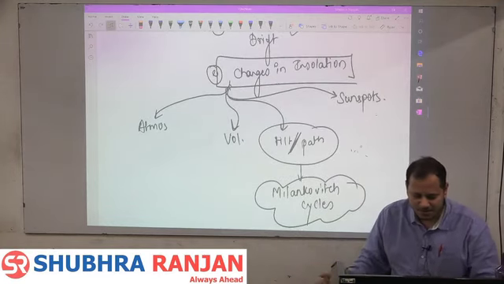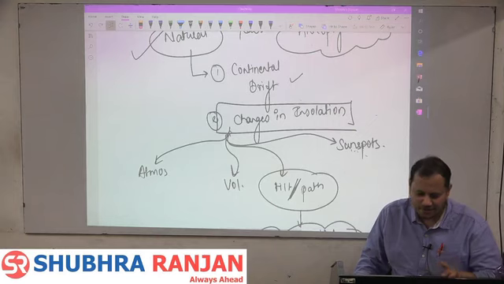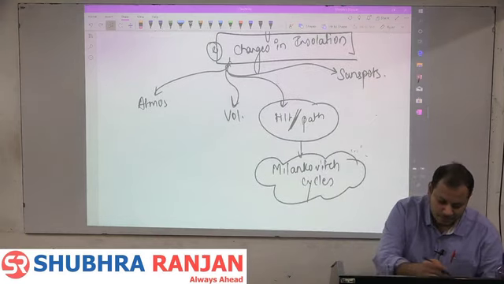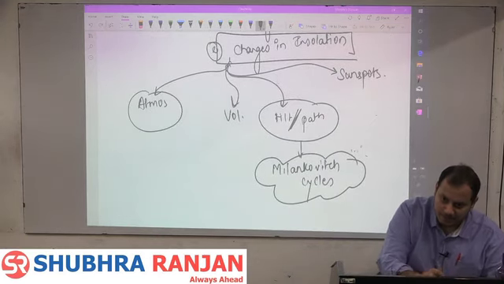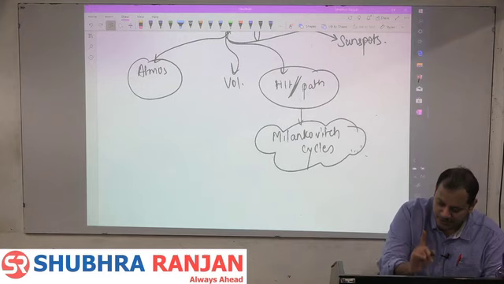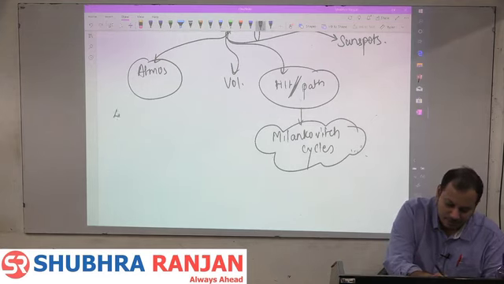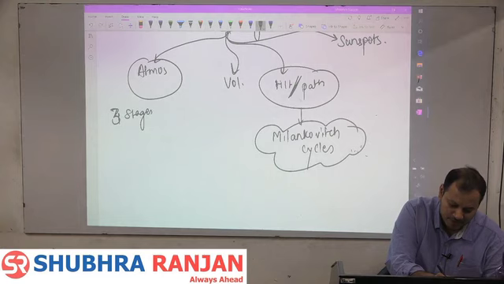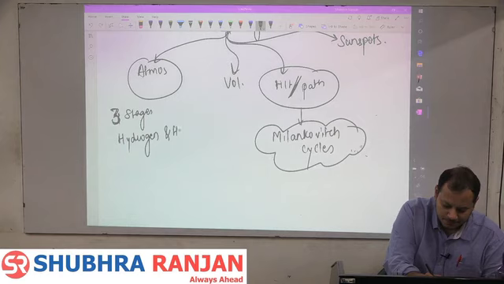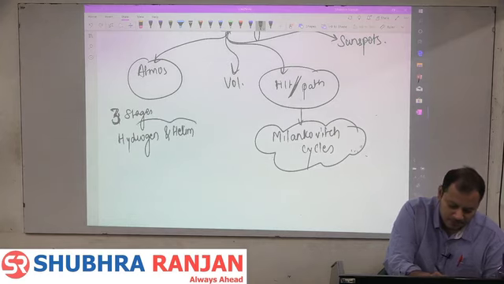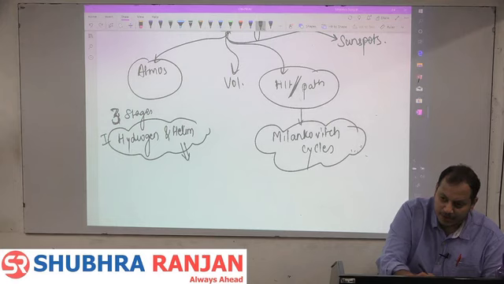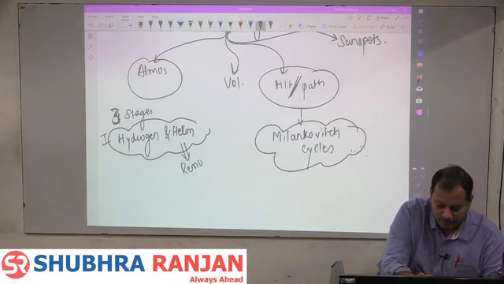Changes in the insolation due to the continental drift, changes in the atmosphere. Remember NCERT's first chapter, that there are stages in the evolution of the atmosphere. Firstly, there was hydrogen and helium. The Earth's atmosphere was made up of only hydrogen and helium, and it was removed by the solar winds.